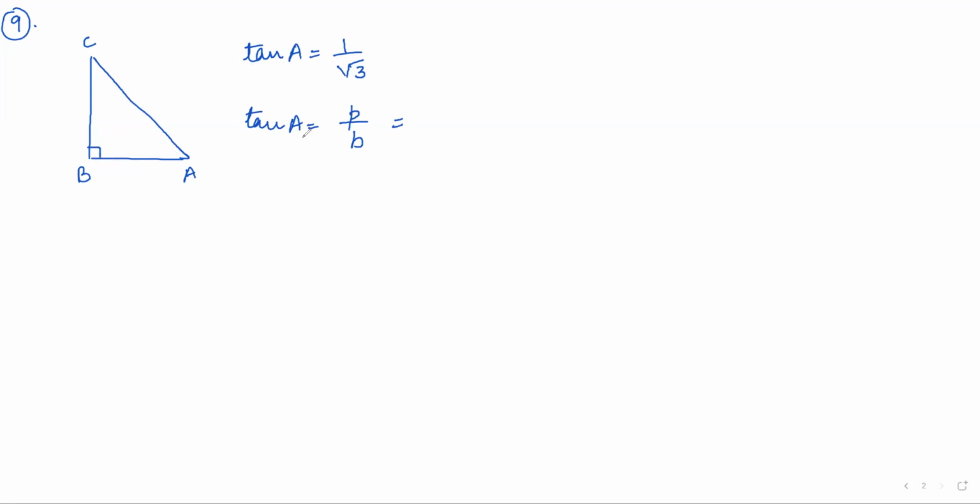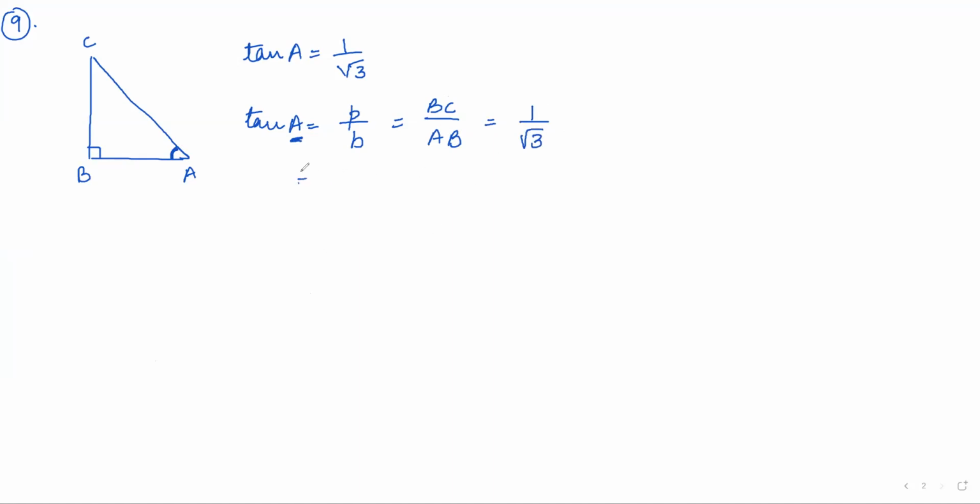We see this angle. Of which angle are we taking the tan? We are taking the tan of angle A. So we will look at angle A here. So the perpendicular is BC and the base will be AB. That means BC by AB is 1 by root 3, which is given.